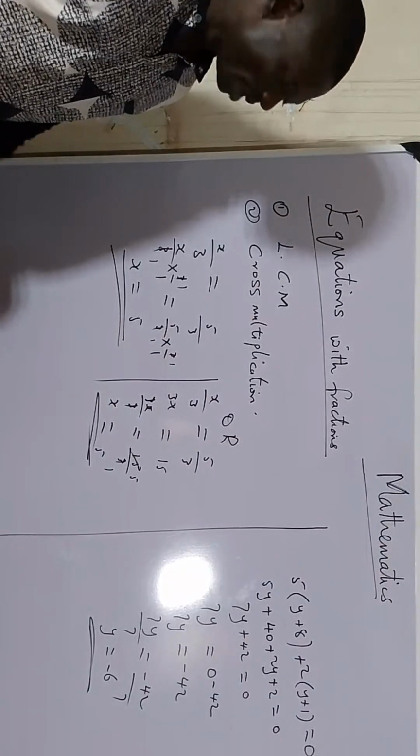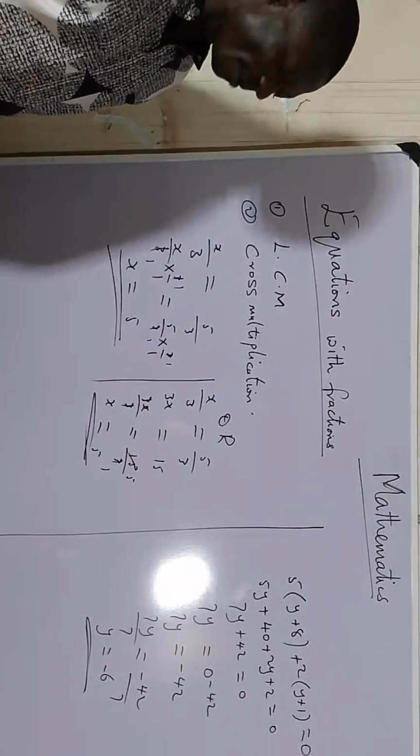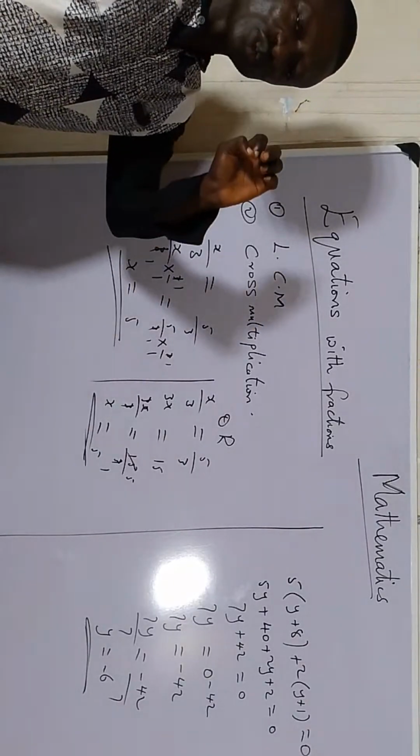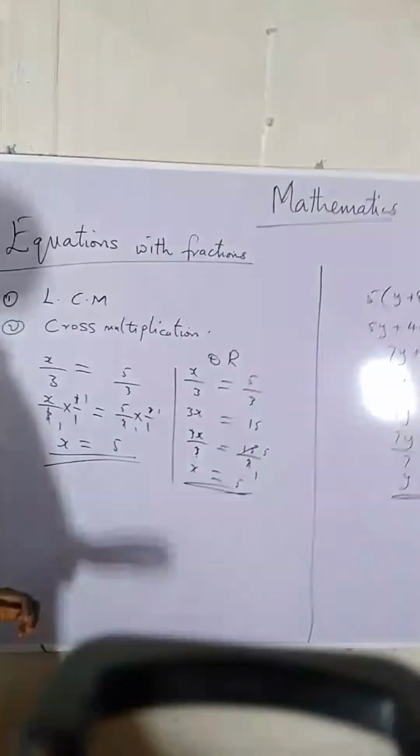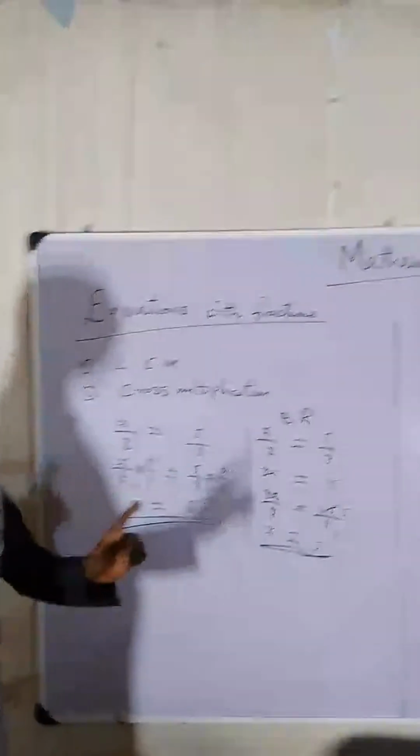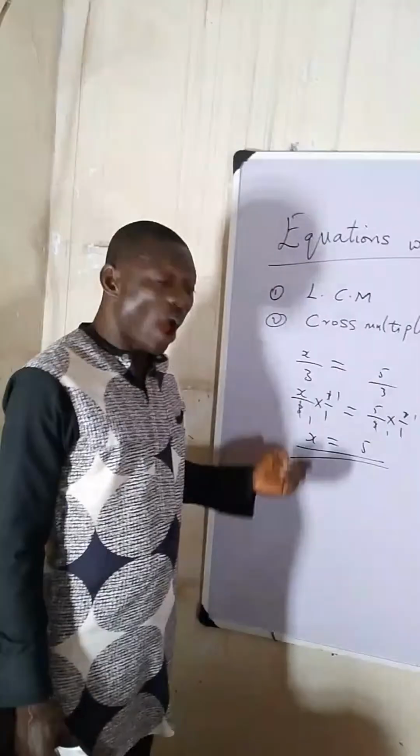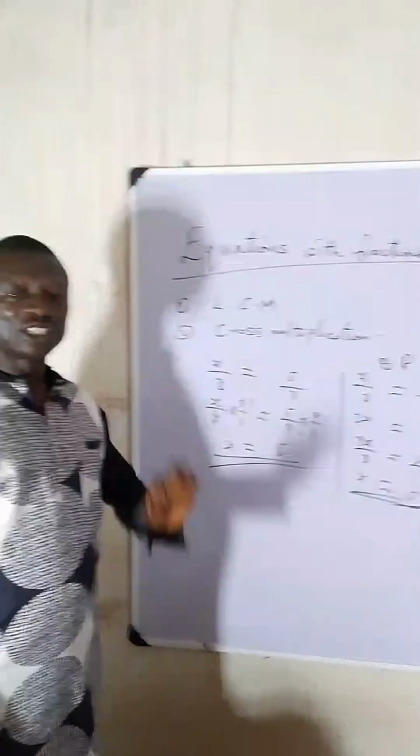But remember, before you use cross multiplication method, make sure you have two fractions only, one on the left and one on the right. Remember, we consider a fraction to be one fraction when it has one denominator, whether it is monomial, binomial, numbers, or even more than two numbers, provided the denominator is one denominator.